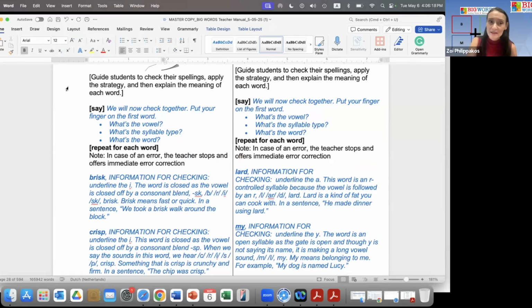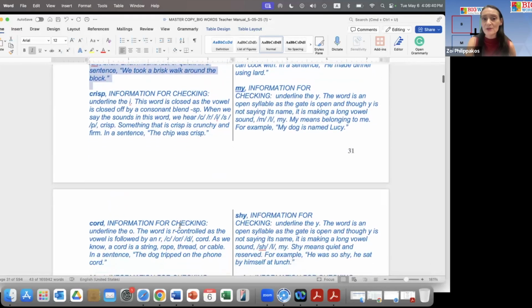Now, at the very end, you're asking the students again to check, and you're checking it all together, or you are writing the words and you're explaining this. So this information that we provide here is for your checking. It is not for you to tell the students how to spell the words. This is for you to check after the students have written the words, where you write them and you are explaining the spelling of the words.